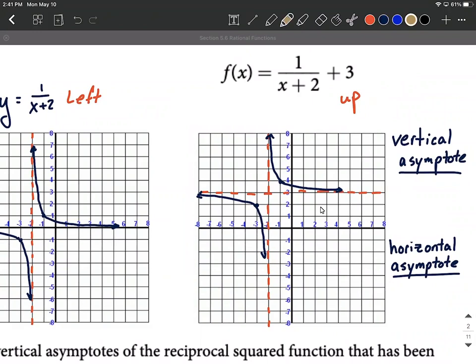So our vertical asymptote, we moved it to the left 2. So now it's going to be at x equals -2. And then our horizontal asymptote, that got picked up and moved up 3. So that's going to be at y equals 3. Make sure you include x equals and y equals, as these are equations of lines.